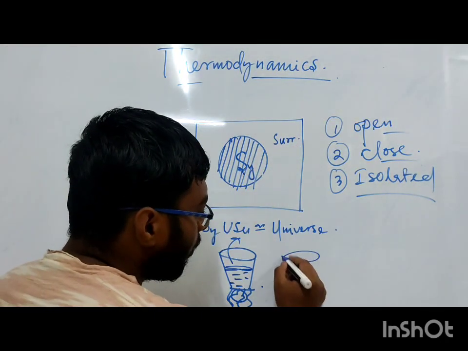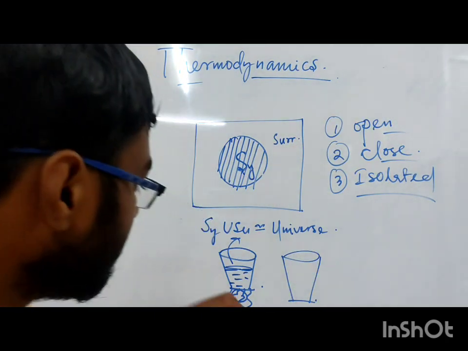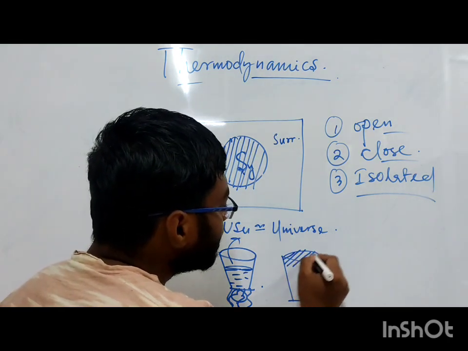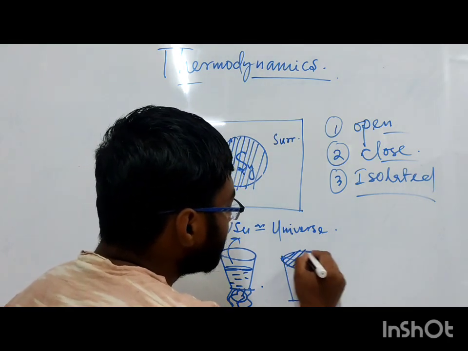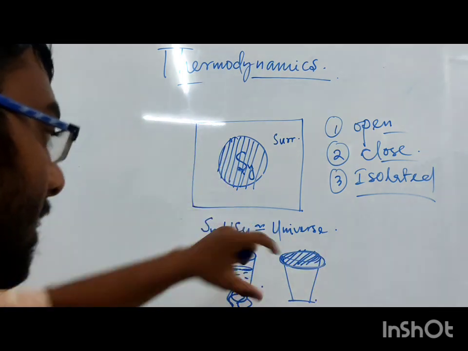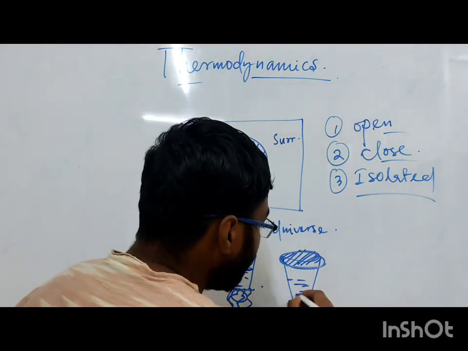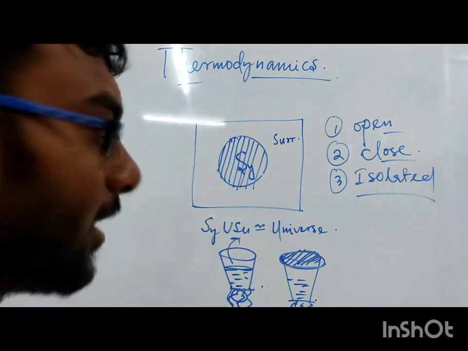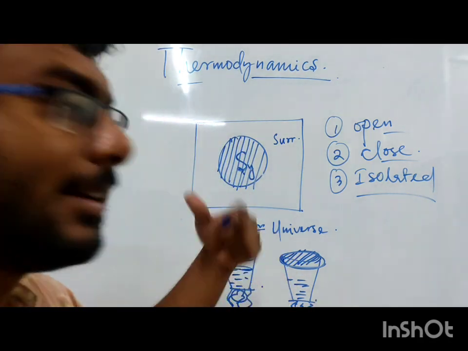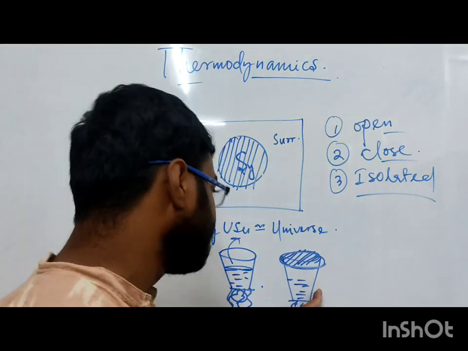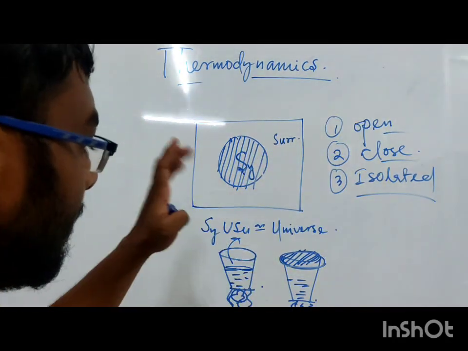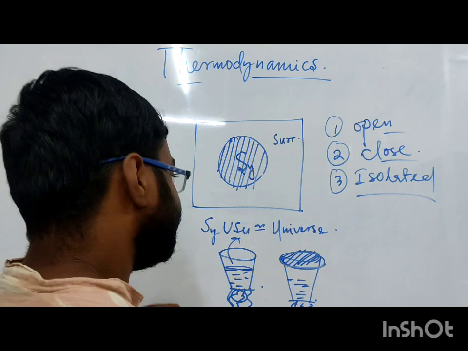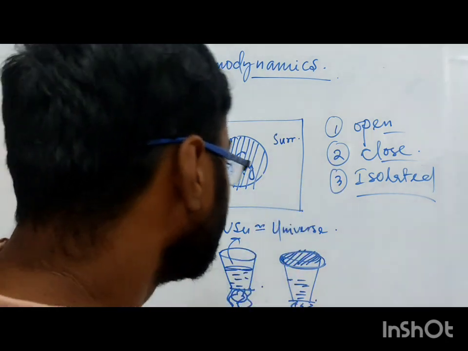And what is closed system? Let us consider that we put a cover on the glass and then we provide heat on the glass. Then only heat can transfer from this glass system to the surrounding, but particles cannot transfer from this system. So this is called closed system.